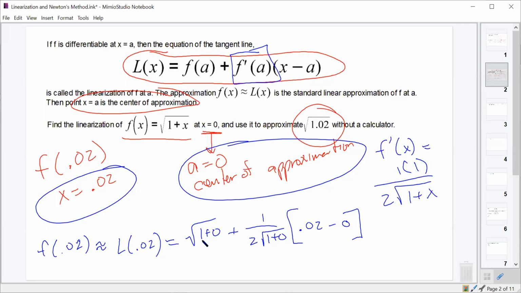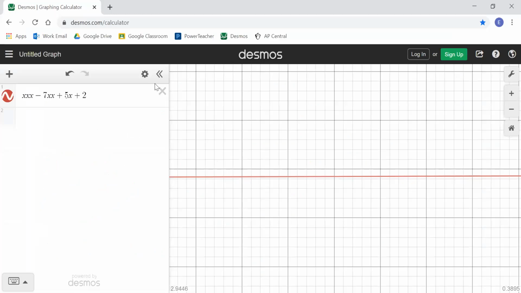All right, so let's evaluate. What's the square root of 1 plus 0? It's just 1 plus, this is 1/2 of 0.02. And what does that come out to be? That's just 1.01. And you may look at that and be like, wow, great. If somebody asked me to guess the square root of 1.02, I'd probably just say something that sounds ridiculous, like, I don't know, it's probably 1.01 or something like that, right? It doesn't seem like that's really that great of an approximation, but let's see how good that approximation actually is, because it's actually quite good.